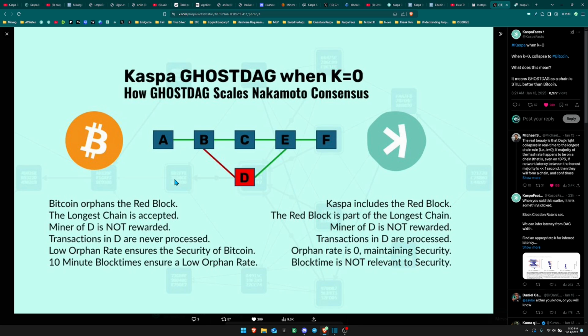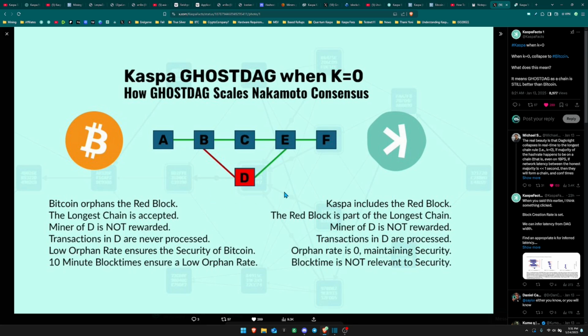So this means that the energy that that miner used to get this block created was completely wasted on the network. And Bitcoin has its block time at 10 minutes to ensure that this orphan block does not get created rapidly, because if it doesn't have a low orphan rate, then the security of Bitcoin could be threatened.